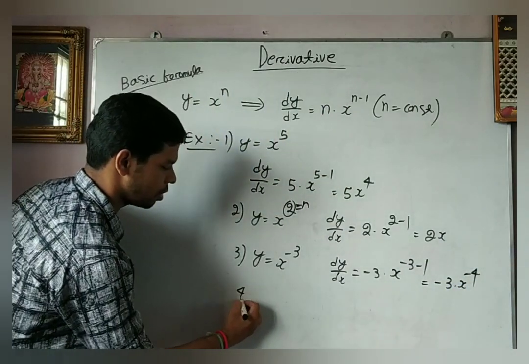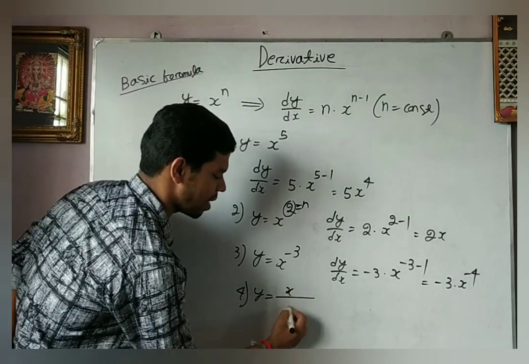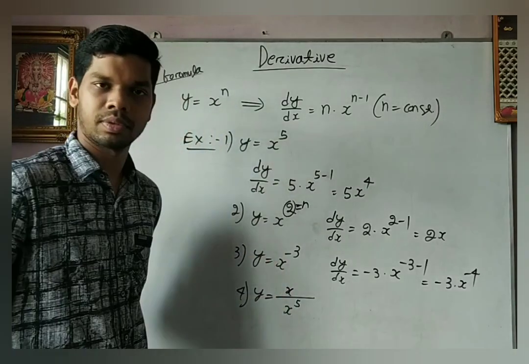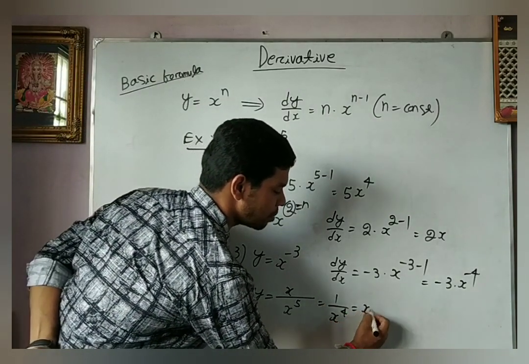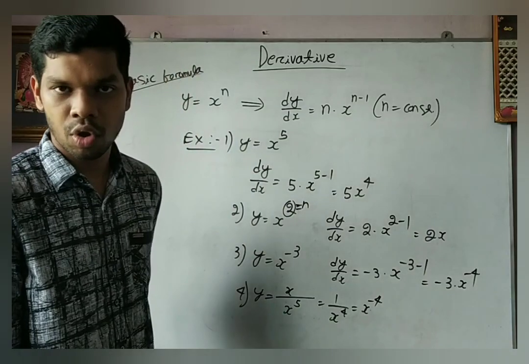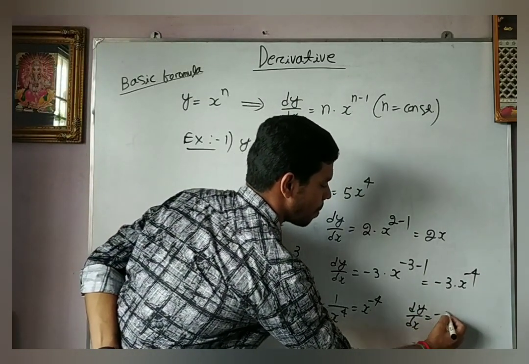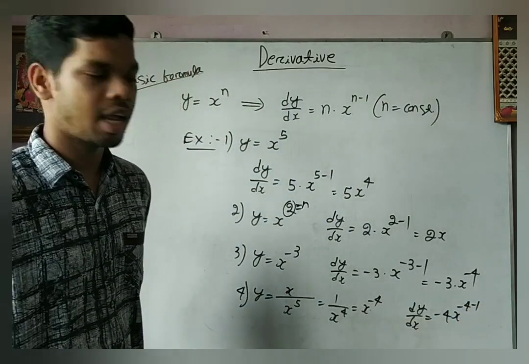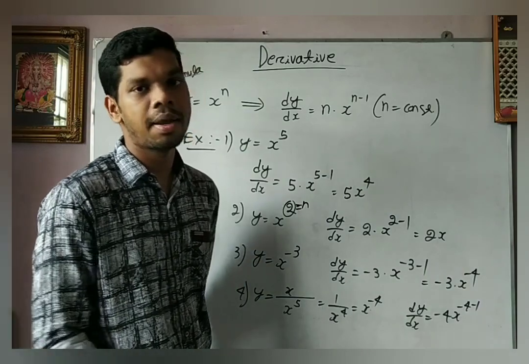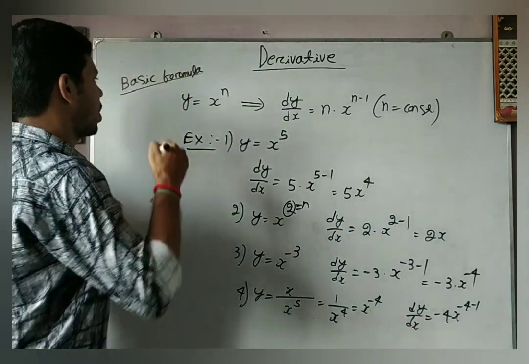Next example, y equal to x divided by x to power 5. And we know that this is 1 by x to power 4, and that is x to power minus 4. And dy by dx equal to minus 4 times x to the power minus 4 minus 1, and minus 4 times x to the power minus 5 is the example of the first formula.